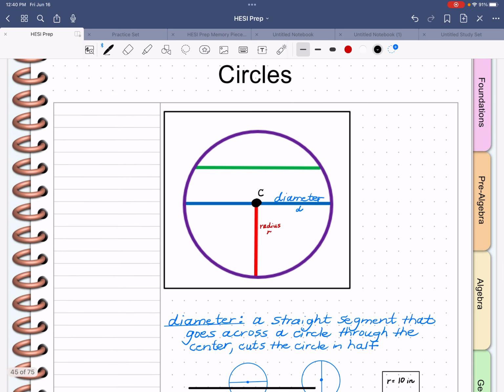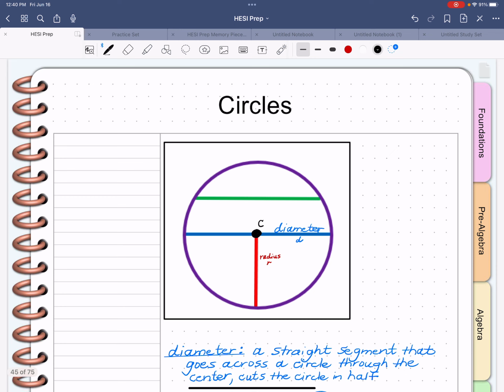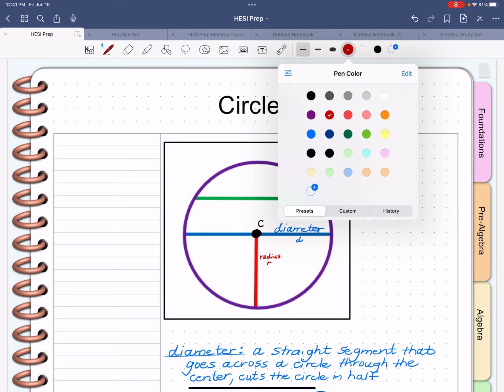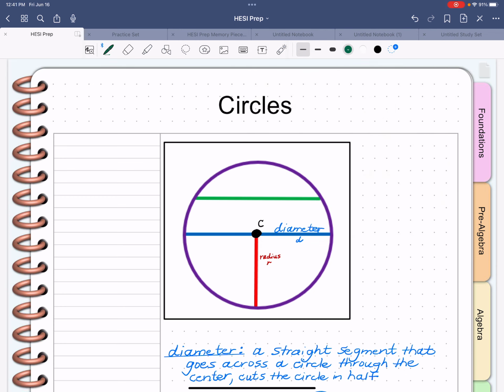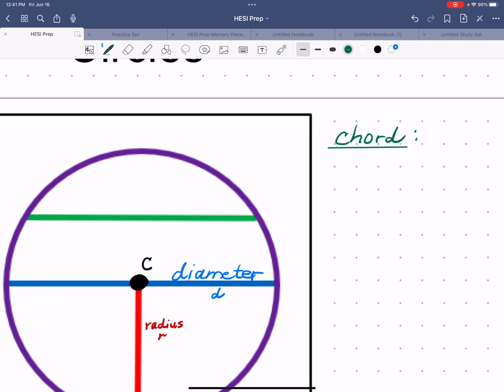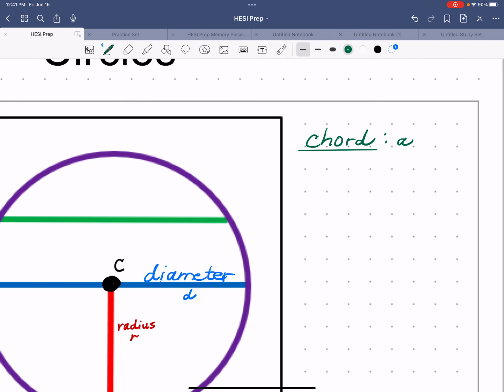All right, let's look at this green line. This is one that you probably will not hear a lot of, but I still want you to know what it's called. It's called a chord. A diameter is a chord. It's just a chord that passes through center. A chord is a segment that goes across a circle.